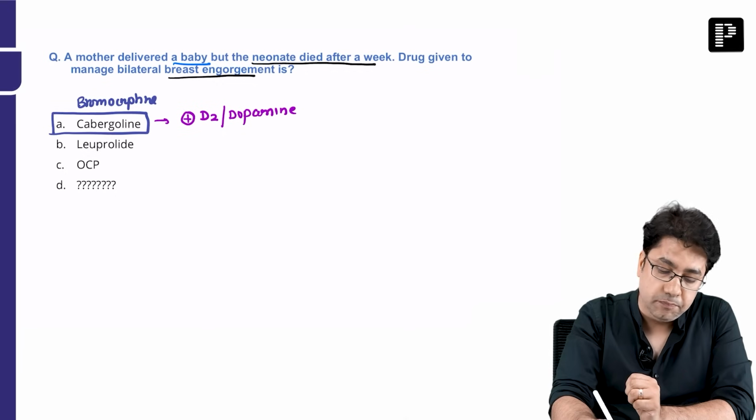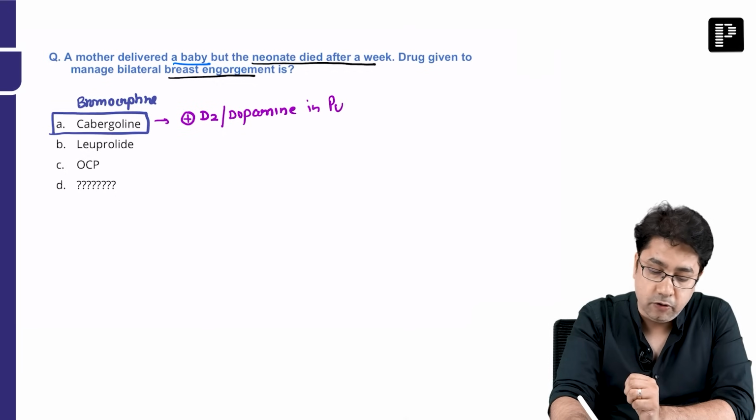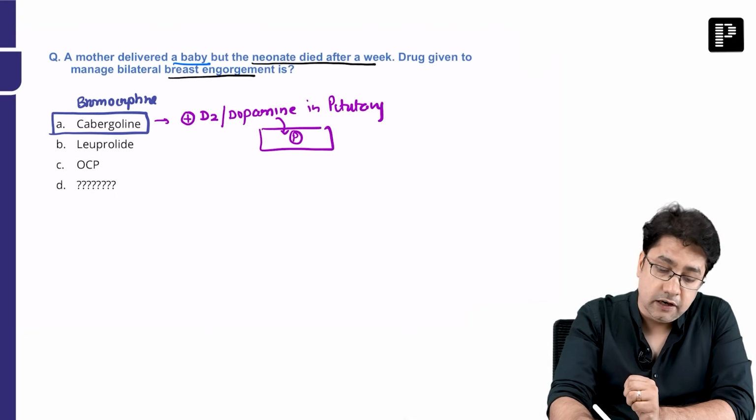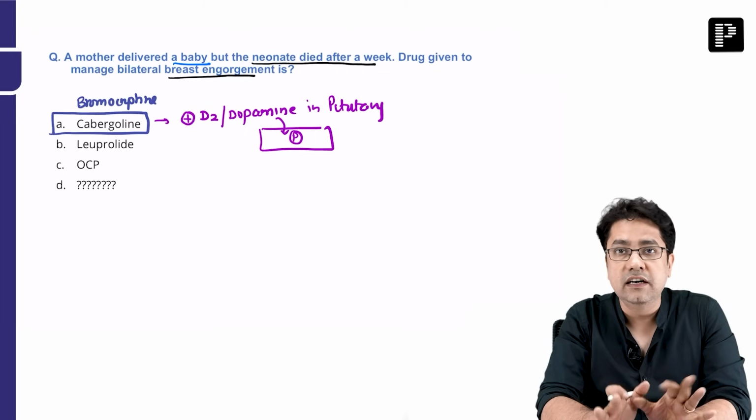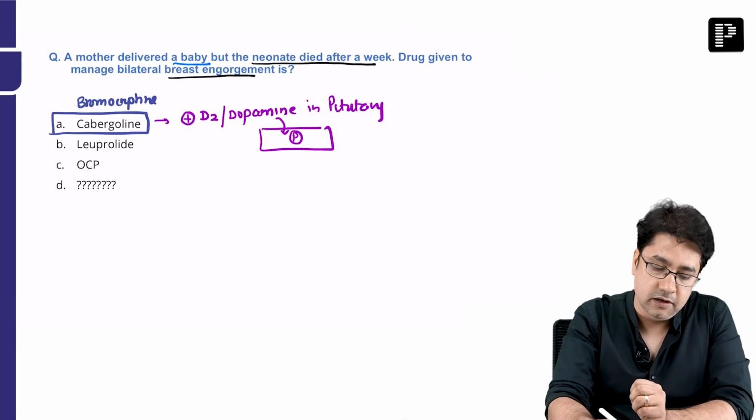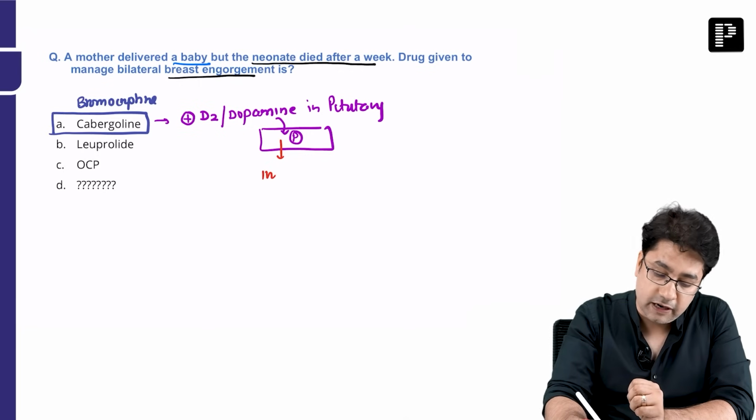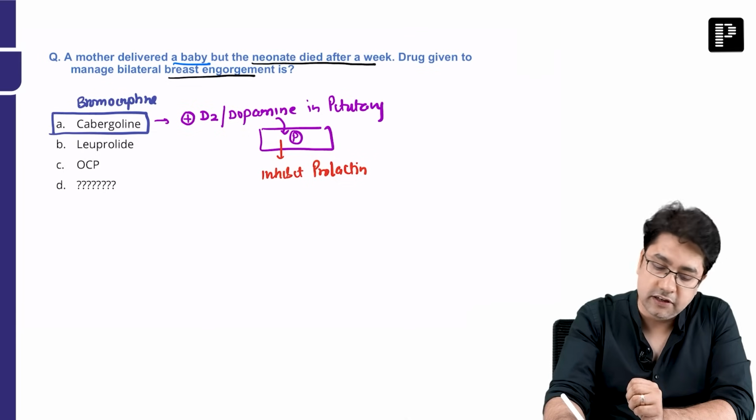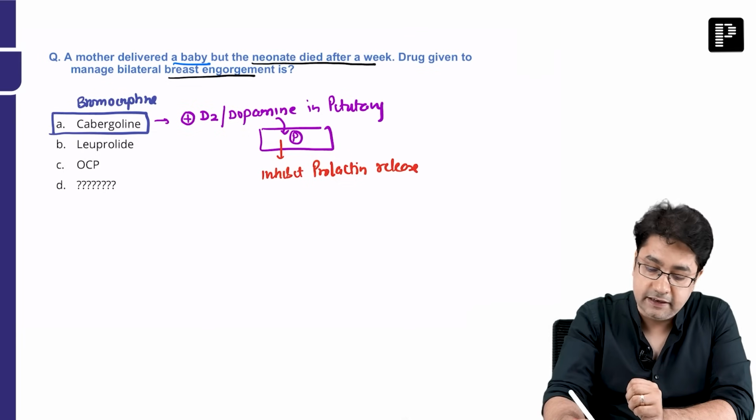Now they stimulate dopamine D2 receptor in pituitary. Now remember, if we stimulate this dopamine D2 receptor on pituitary, dopamine inhibits release of prolactin. So hence it inhibits prolactin release. So dopamine is an inhibitory neurotransmitter which inhibits prolactin release.